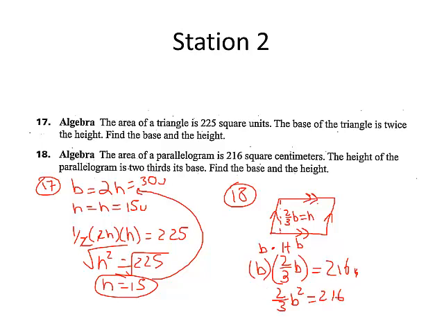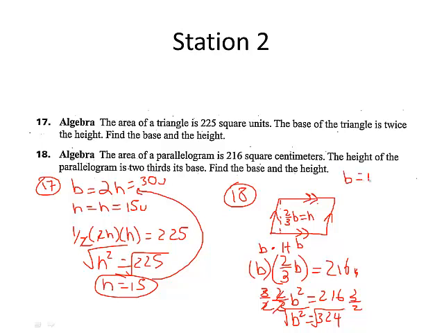I want to get rid of the fraction, so I'm going to multiply by its reciprocal. So we've got 3/2. So when you do that, these guys go away. You're left with b squared equals 324. If you take the square root of both parts, you get b is equal to 18.